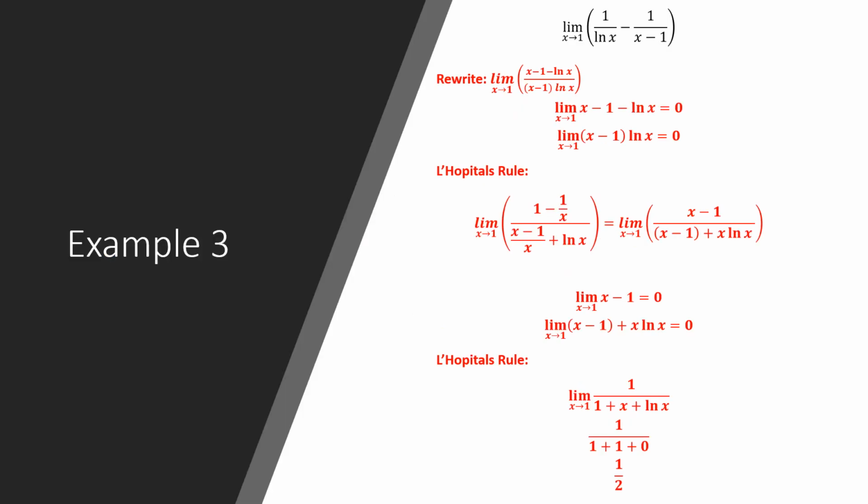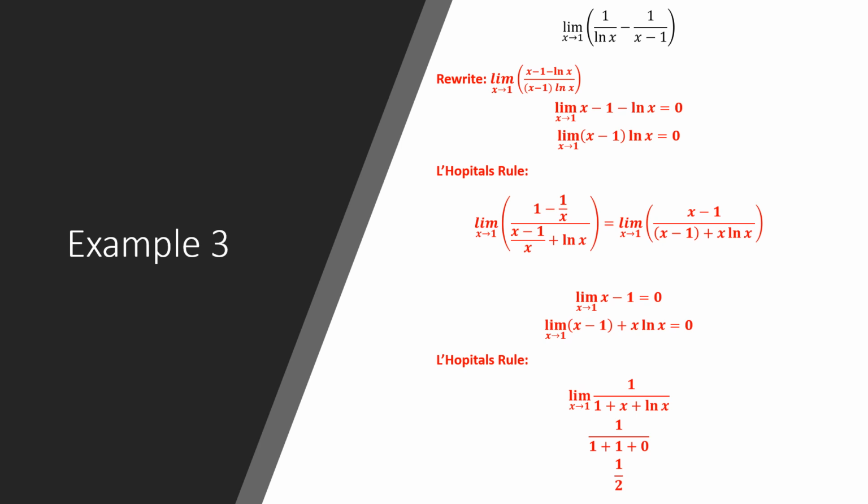All right, example 3. Immediately in this example, I notice my limit is going to 1, and I know that's going to give me 2 undefined functions because I have 0 in my denominators in both of those. So I'm going to go ahead and rewrite this function by giving myself a common denominator. So I'm multiplying the left one by x minus 1 on top and bottom, and I'm multiplying the right piece by ln x on the top and the bottom.